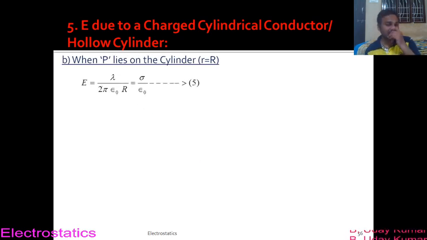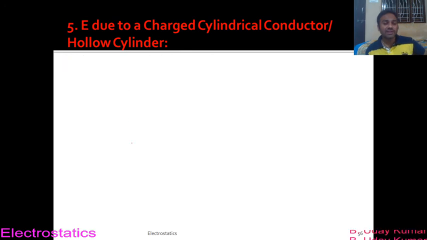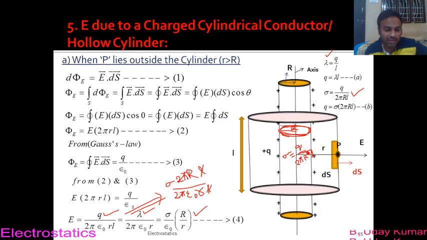So please check it out. This is the electric field intensity at a point outside the cylinder, right? This is lambda by 2 pi epsilon 0 small r. And when you substitute small r equal to capital R, what do you get? You get the electric field intensity at a point P on the surface of the cylinder. In place of small r, if you substitute capital R, you get lambda by 2 pi epsilon 0 capital R.